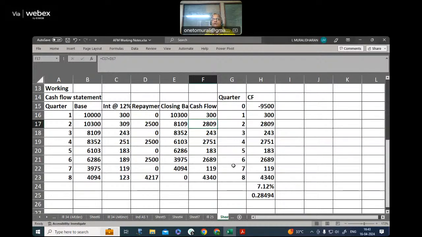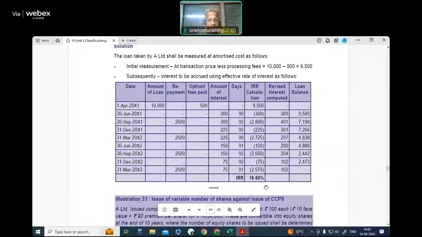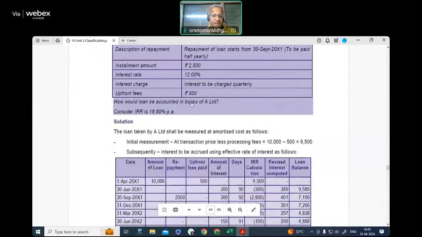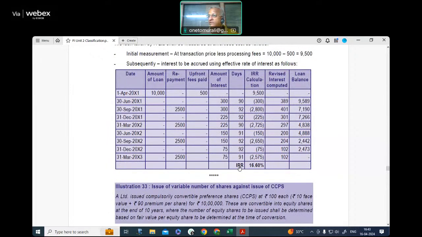No. In case the problem is not with that, how 16.6, here they have mentioned how 16.6 is arrived at. Consider IRR, how the loan will be taken up, because the solution ends here. That's a problem.